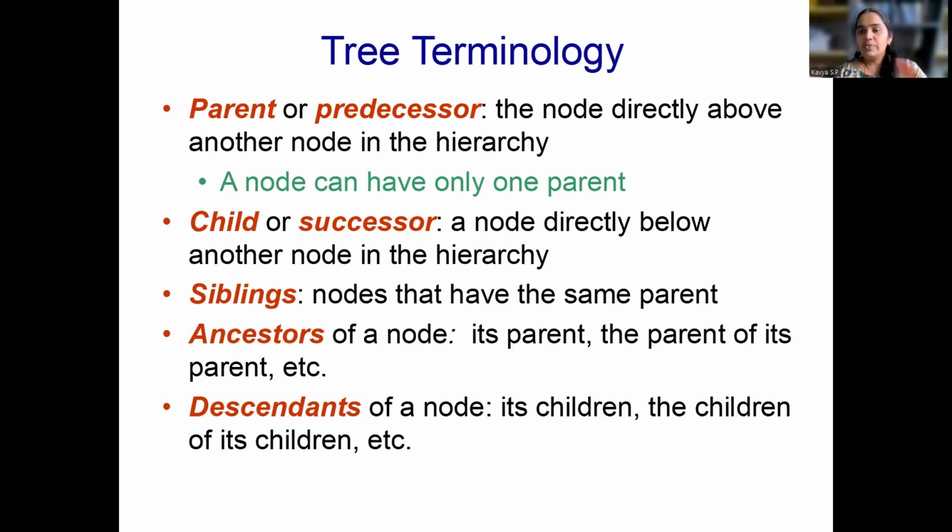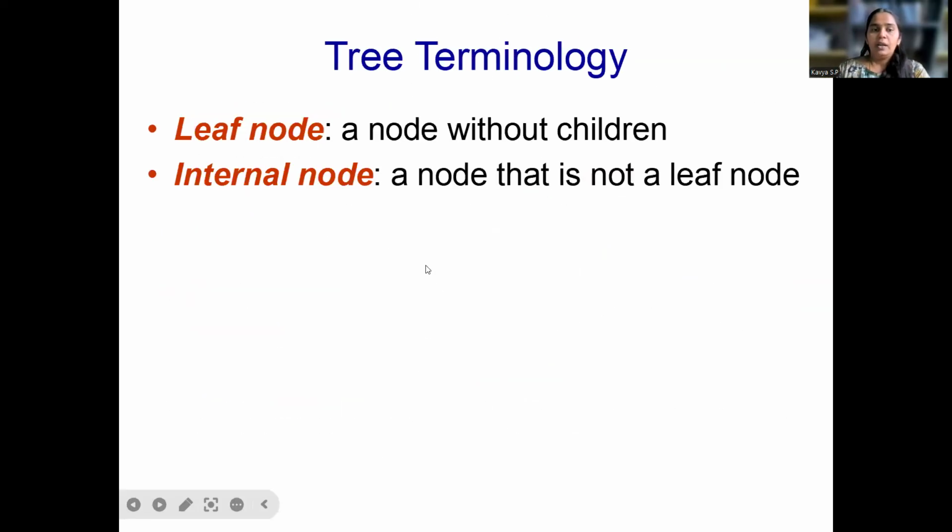That is, nodes which share a common parent are called siblings. Ancestor of a node is nothing but its parent, right? The parent of its parent. Parent and parent of its parent, like parent, grandparent kind of thing. Descendant is nothing but the children and their grandchildren. The ones which follow in the next levels, starting from me, are called descendant nodes.